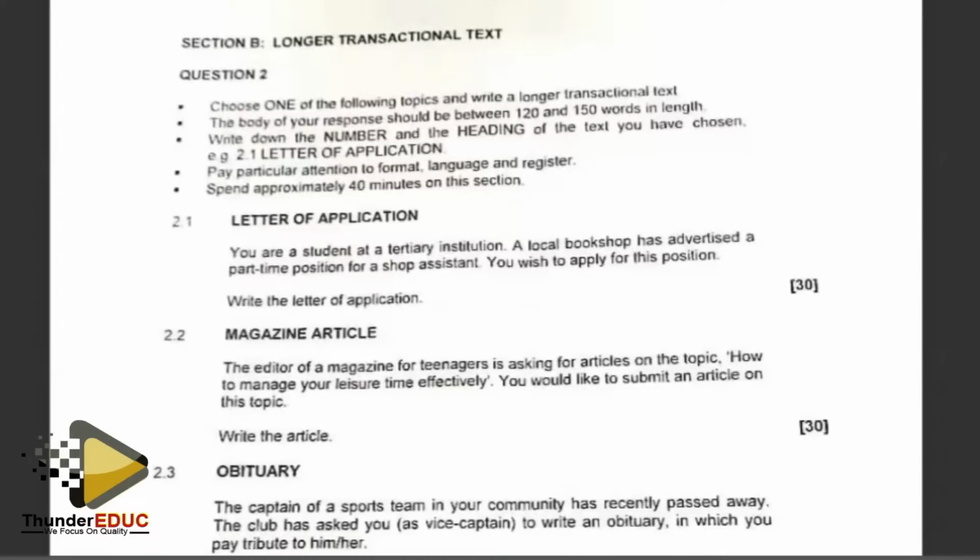It says 2.1. You are a student at a tertiary institution. A local bookshop has advertised a part-time position for a shop assistant. You wish to apply for this opportunity. So number one, we need to find out what we are going to do. We understand here that we are students, so I need to make sure that I underline tertiary. A local bookshop has advertised a part-time shop assistant position, and we wish to apply.